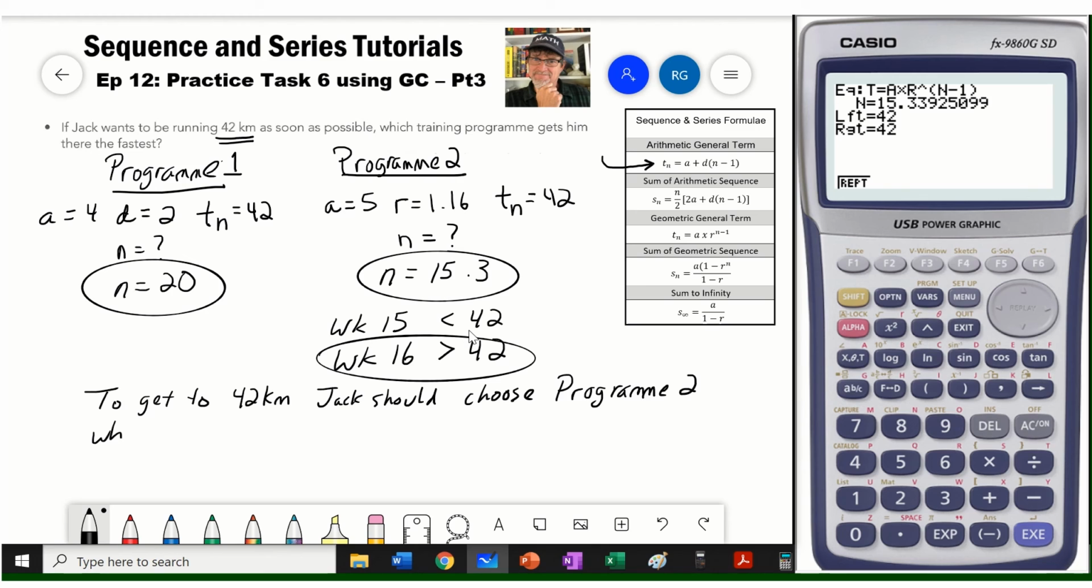Which takes, let's put all the information in our answer, which takes 16 weeks compared to 20 weeks for program 1.